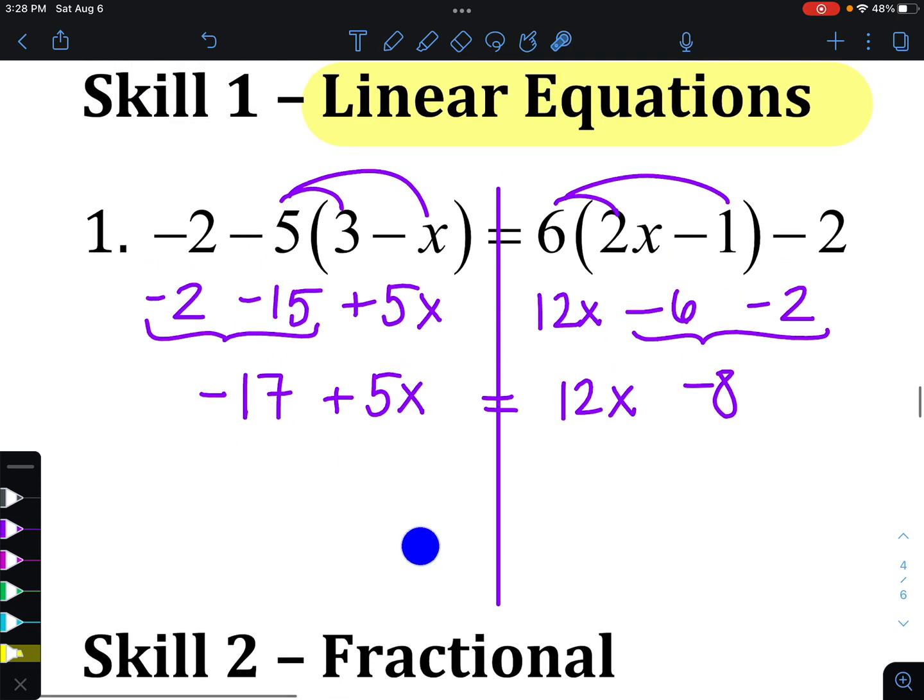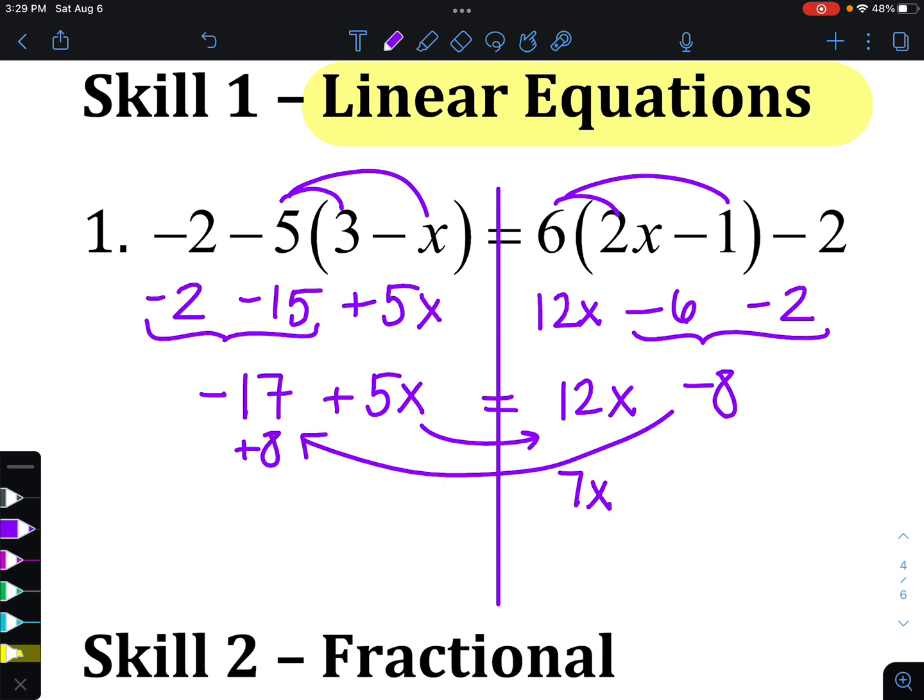All right, so we simplified both sides. Now what we want to do is get all the variables on one side, all the numbers on the other. It doesn't matter which side you move them to. I like to move the x's over to the larger side. So since 12 is larger, I'm going to subtract the 5x here. So I get 7x. And so if I'm going to make this the side with all the variables, then this -8 can't be here. So I'm going to move that guy over here by adding 8, so -17 plus 8 is going to give me -9, so I get 7x equals -9. To solve, I'll divide both sides by 7, so x equals -9 sevenths, and we are good to go.